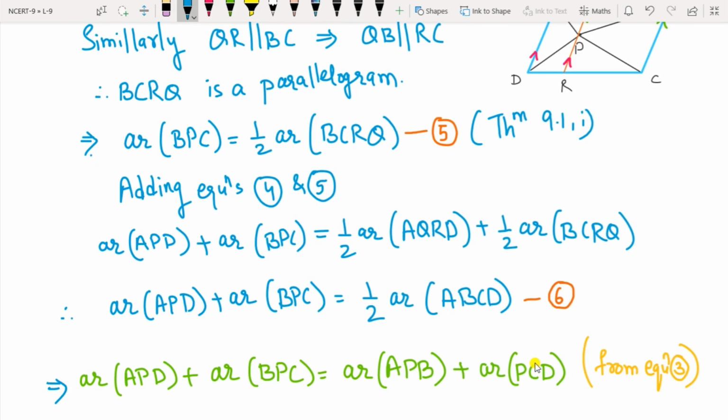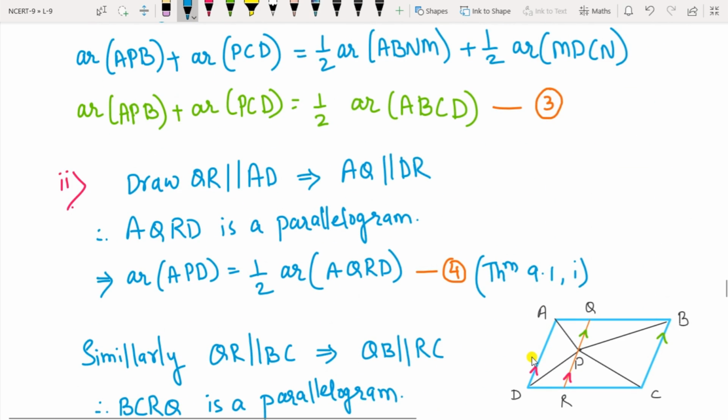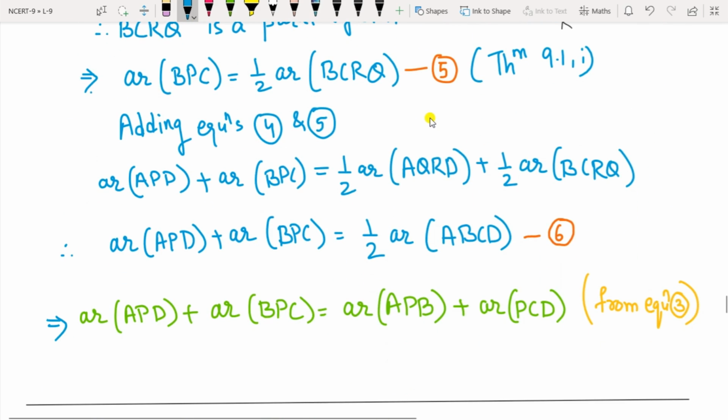Now consider equation 3 and 6 here. Equation 3, that adding two horizontal triangles is equal to half of the area of ABCD, the whole parallelogram. And also this 6th equation is adding two vertical triangles, the area is also half of ABCD. So the RHS of 3 and 6 are same, and therefore area of this triangle will be equal to area of the two other triangles. That is the required expression.